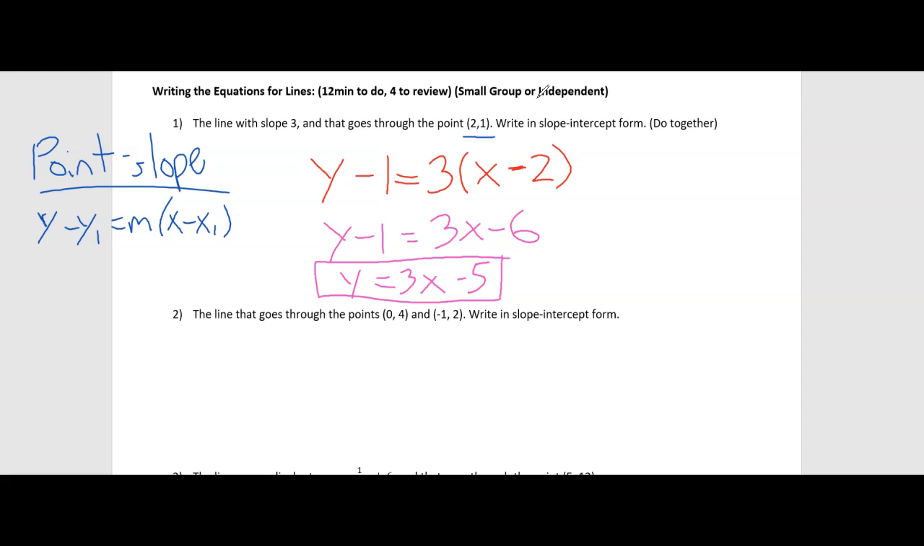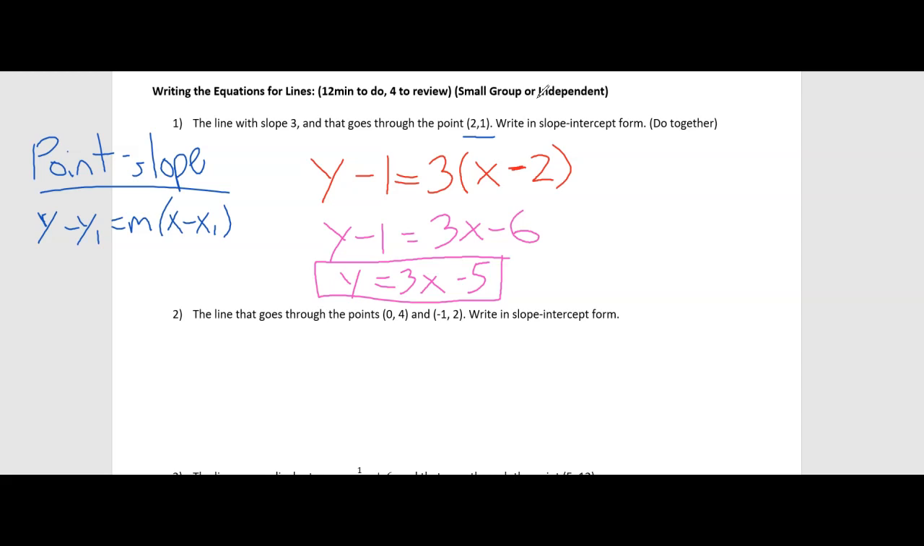Number 2, we want the equation of a line that goes through the points (0, 4) and (negative 1, 2), and we need to write it in slope-intercept form. We're going to start with point-slope form, though. Today, we're always going to start with point-slope, and then we're going to work our way towards slope-intercept.